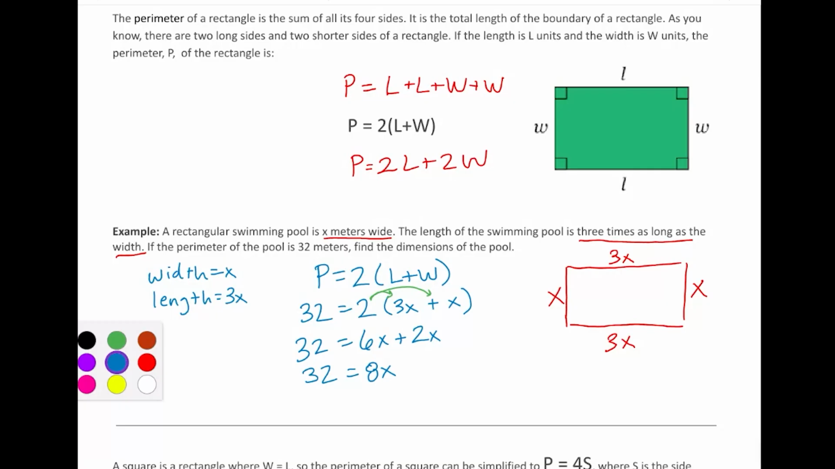Then to isolate that x, we need to divide both sides by 8. So 32 divided by 8 is 4. So we get x equals 4. Now, if it was just asking for the width, or just asking for x, that would be our answer. But the question here is asking for both dimensions. So the width, which is just x, is 4 meters. And then the length, which is 3 times the width, would be 12 meters.